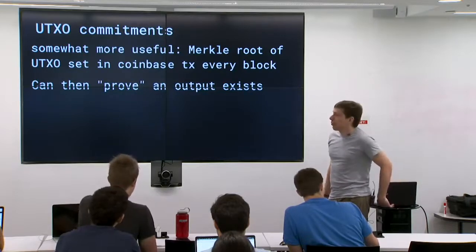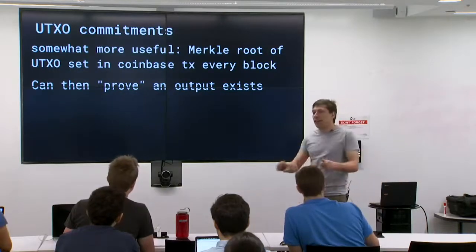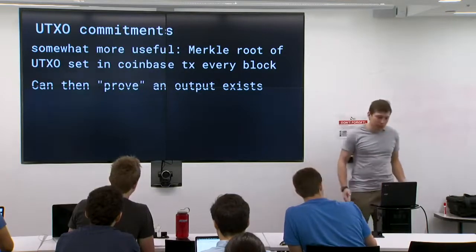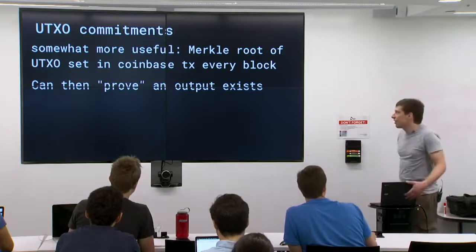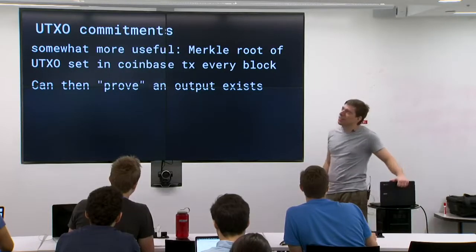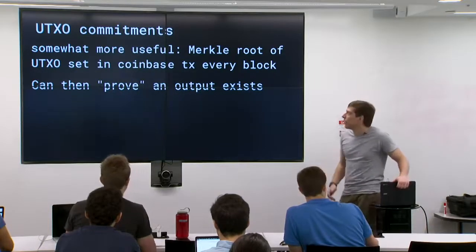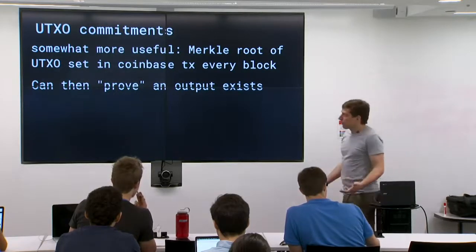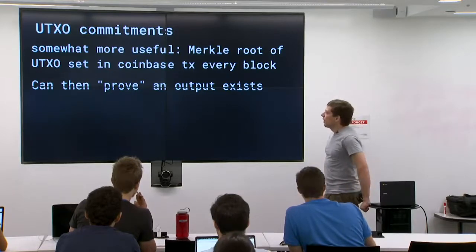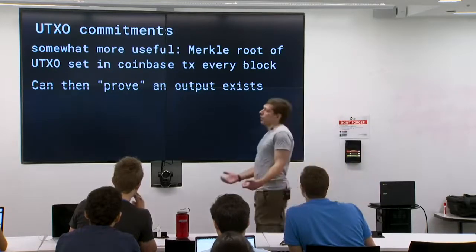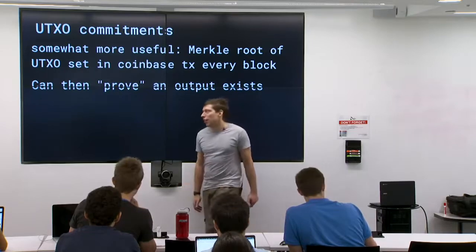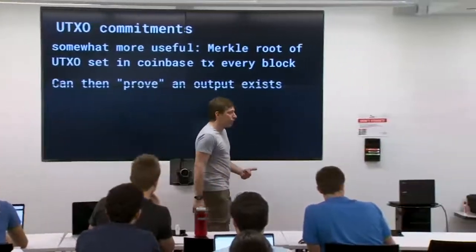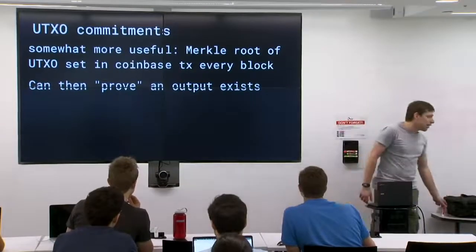A bit more useful: instead of just taking a linear hash of the entire UTXO set, make it a Merkle tree, right? That way, it's very little extra hashing. Well, no, wait, twice as much hashing, right? But anyway, 2x the hashing, but now you've got the ability to make small proofs. And then you can prove an output exists at a given block height pretty easily, at SPV level security.